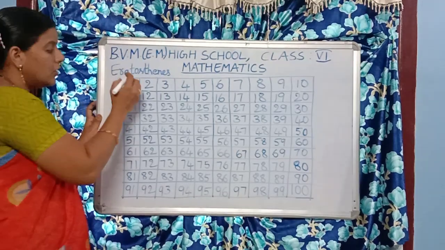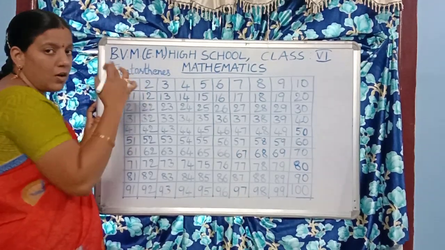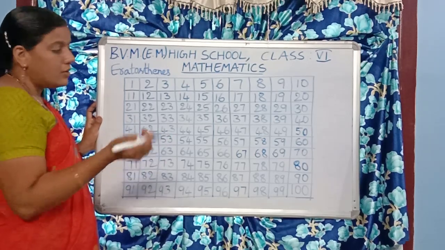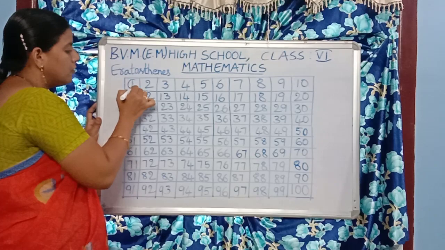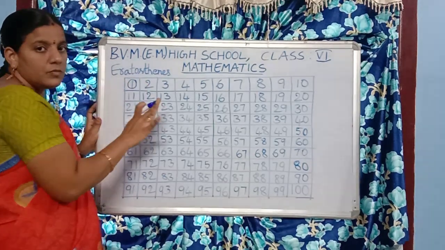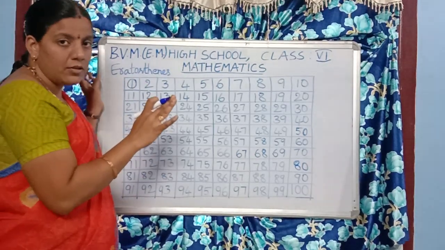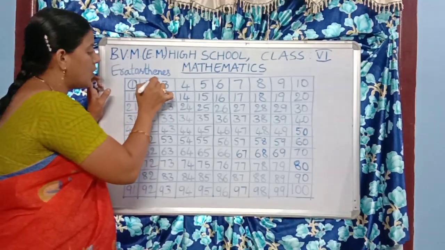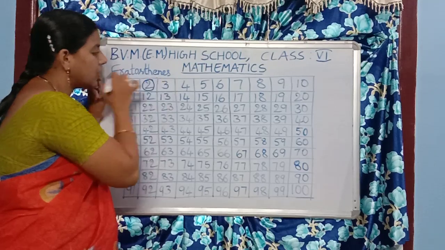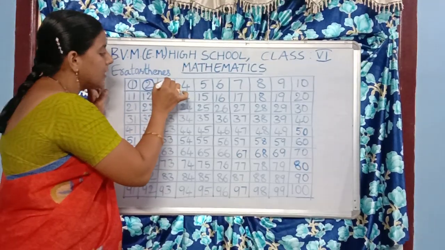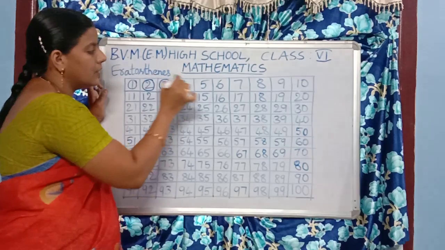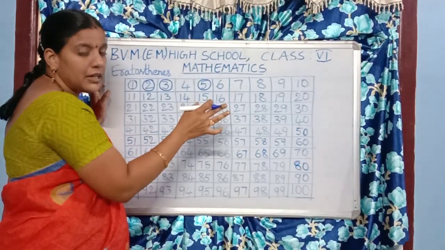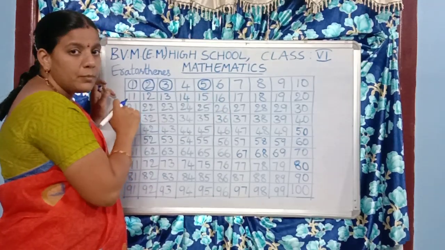Look, 1 is not a prime and it is not a composite number. So, encircle 1. Okay. Next, you already know 2 is a prime number. So, encircle this one also. 3 is a prime number. 5 is a prime number. Up to 10 we can easily find the prime numbers.